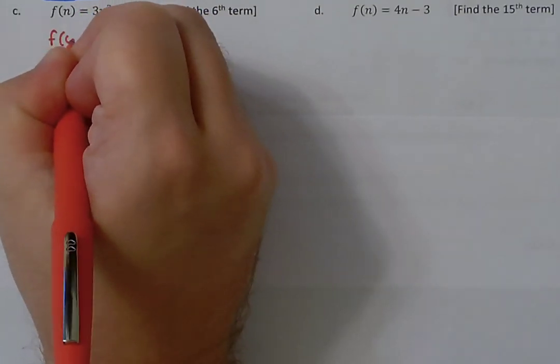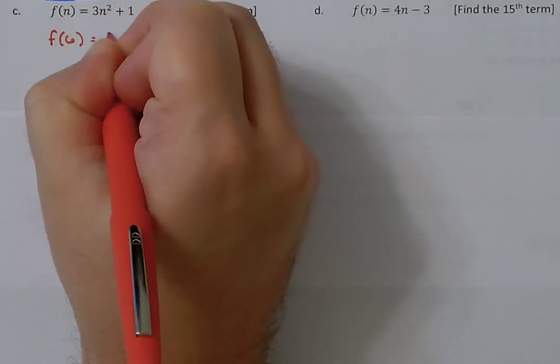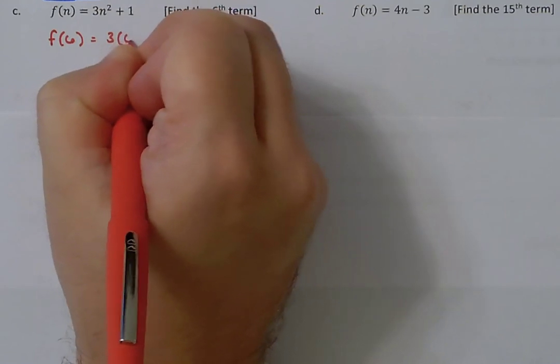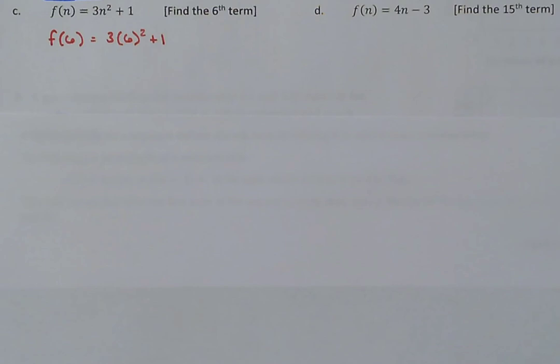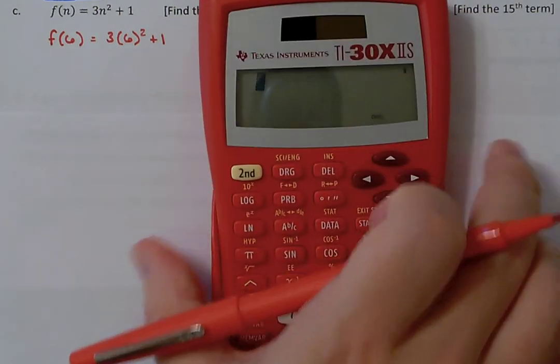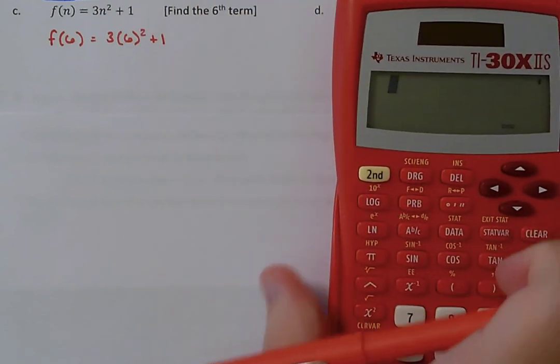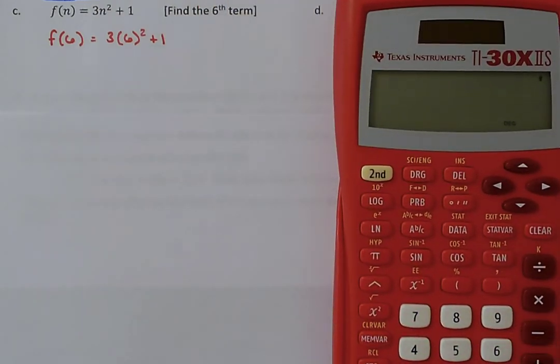So we're going to have f of 6 equals 3 times 6 to the power of 2 plus 1. And all we have to do is just solve. So let's go ahead and set that up for this one. So we have 3 times 6 to the power of 2 plus 1. And we end up with 109.